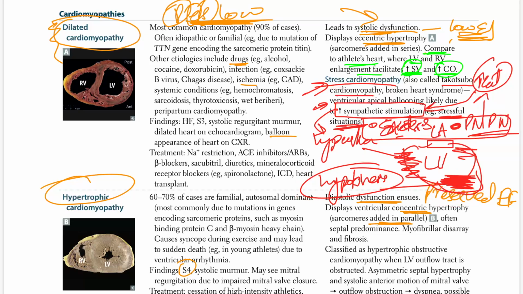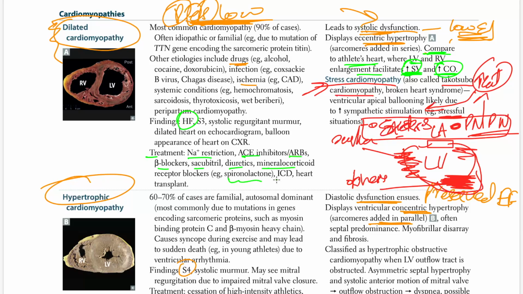Now looking at the treatment options, what are the treatment options? So treatment options we have are sodium restriction, because they're going to heart failure, you gotta restrict the sodium. ACE inhibitors, ARBs, beta blockers, sacubitril, diuretic, mineralocorticoid receptor blocker like spironolactone, ICD, and heart transplant. So these are all the treatment options that you can go for.